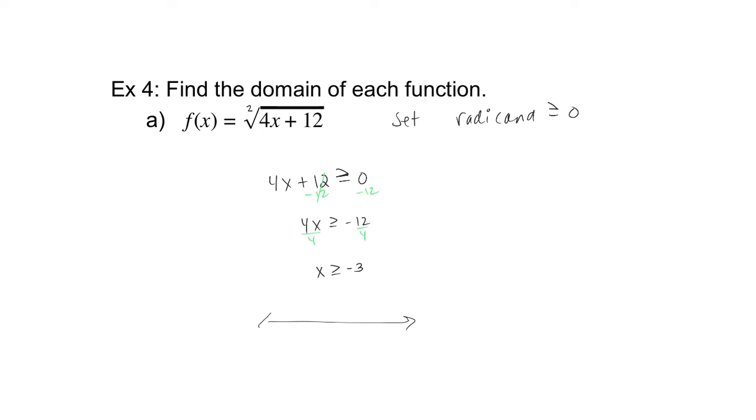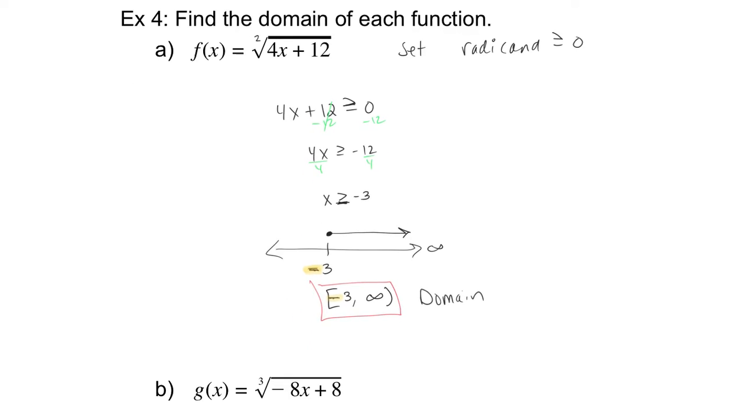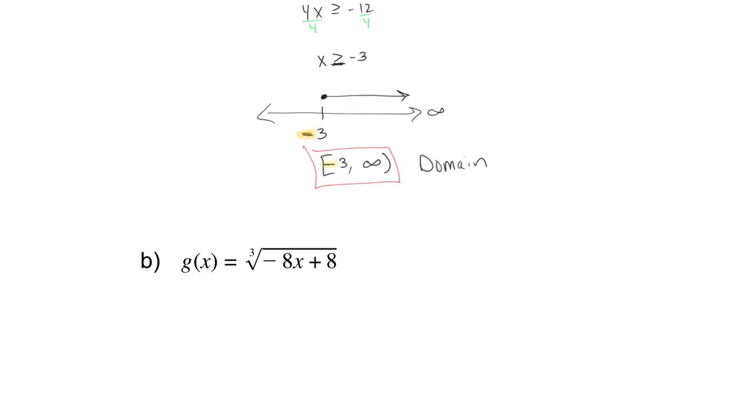And then I can look at that in terms of an interval. I'd be at negative 3, and because of this equals, I'm including that and heading off towards infinity. So my interval would be bracket, because of the equals, from negative 3 to infinity. Okay, and there's our domain. Okay, let's try one more. Here we've got a function with an odd index, and so that means that my domain can be all reals.